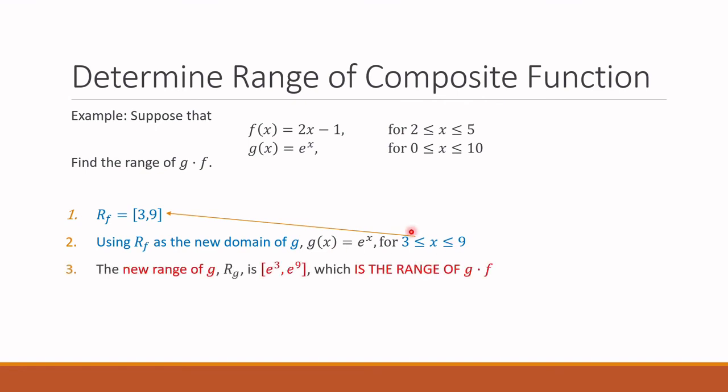The new range in this case is again pretty easy because e to the power x is also an increasing function. If you recall from the previous videos, for an increasing function I just need to substitute the endpoints. If I sub 3, the left endpoint, it will be the minimum value. If I sub 9, it will be the maximum value. That's why my new range is e^3 to e^9. So this range will also be the range of gf. Hopefully you get the steps.